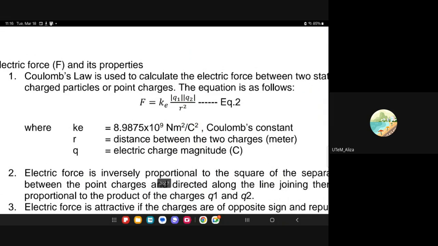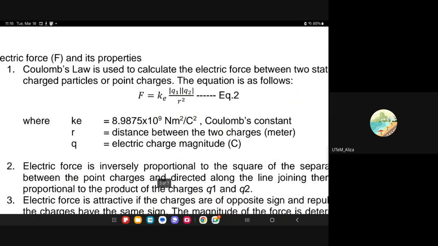R is the distance between the two charges, and it must be in meters. If the value given is in another form, maybe centimeters, millimeters, or kilometers, you have to change it to meters. Okay.